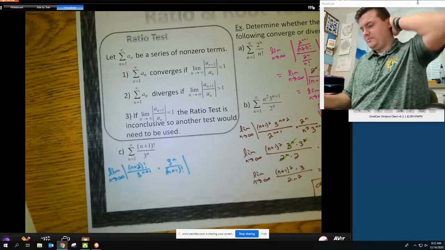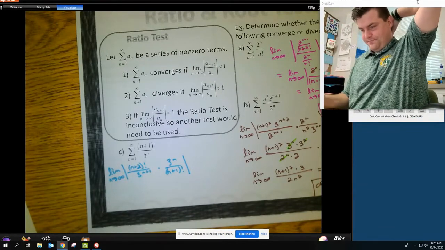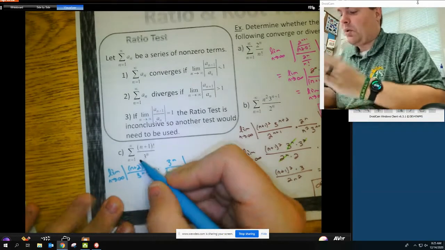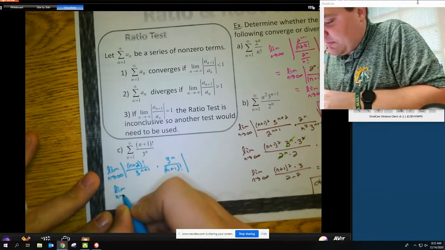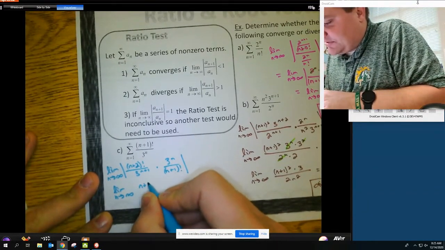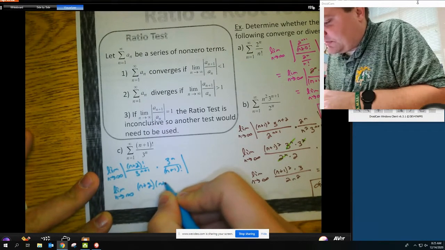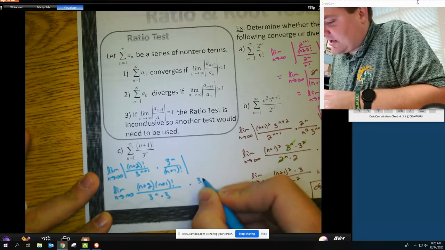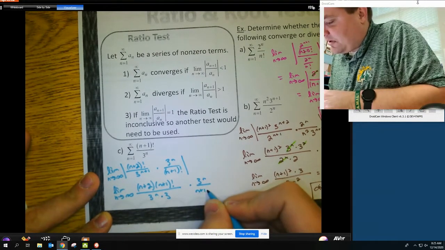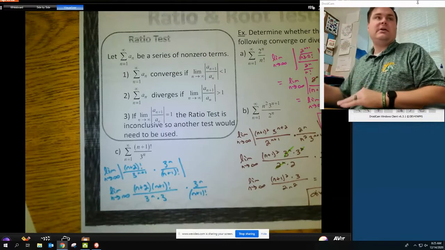When you realize everything's going to be positive, because again, we're starting at 1, it's not a big deal. You can drop the absolute value. But we will rewrite this to be (n+2) times (n+1)! all over 3^n times 3, times 3^n all over (n+1)!.